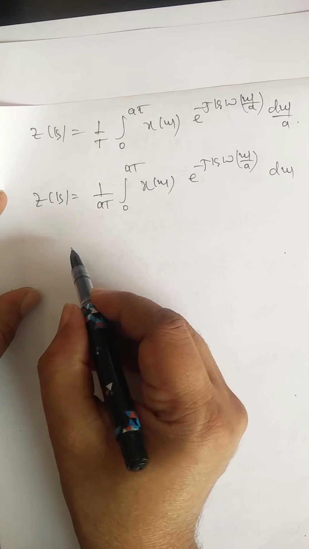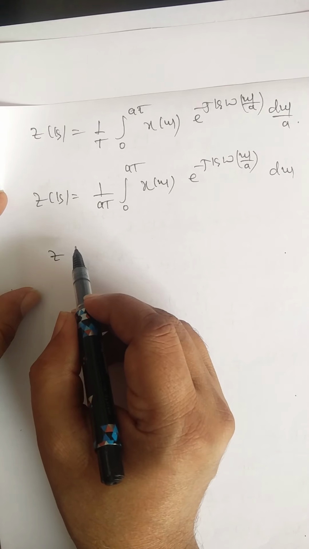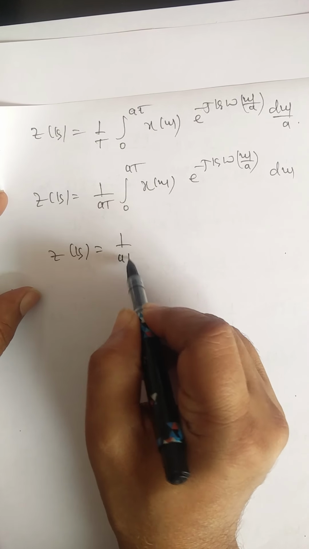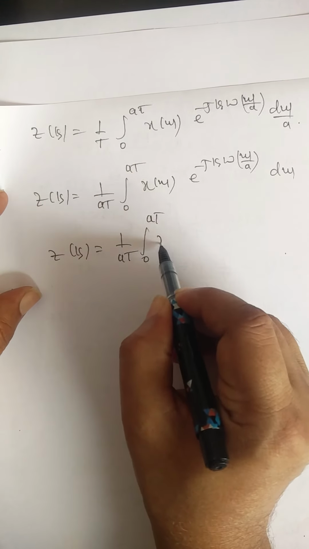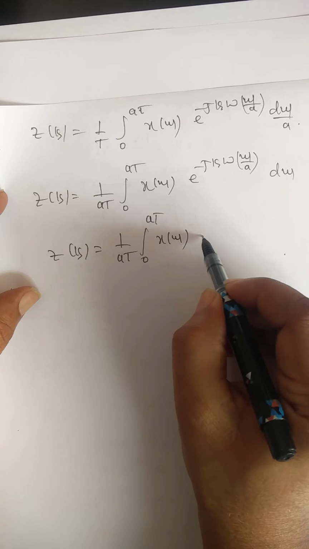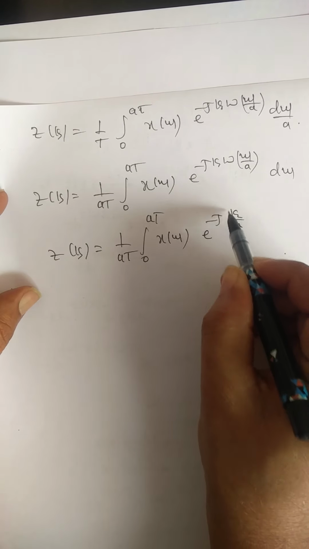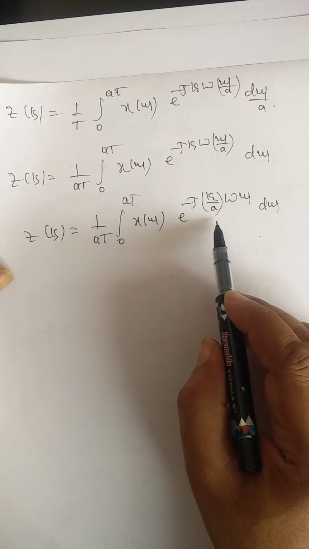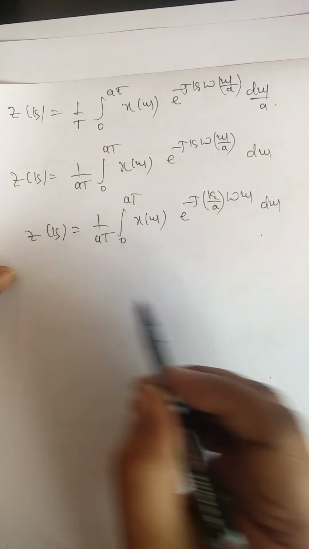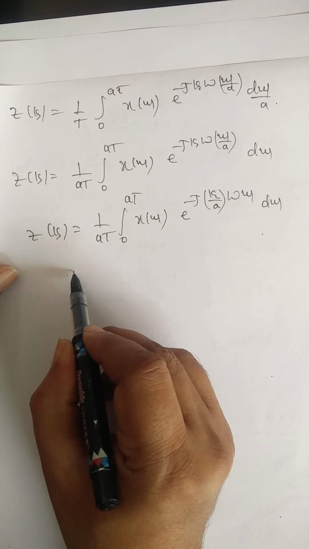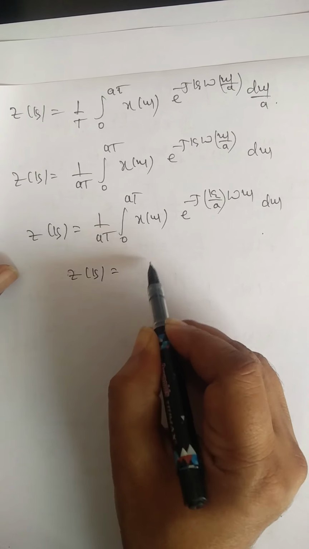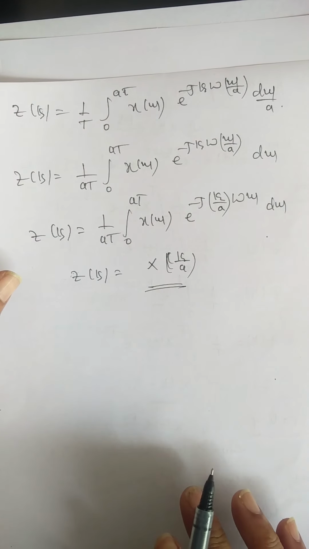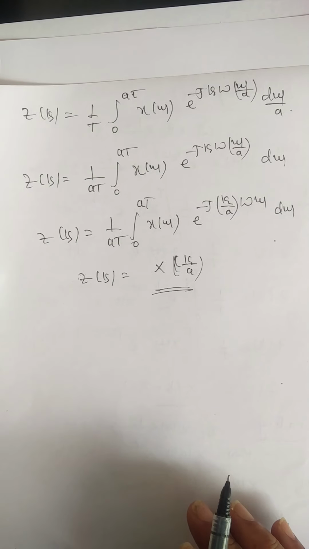Okay, this is nothing but x of k by a. You can adjust it like this: 1 divided by a T, integral from 0 to a T of x of m e to the power of minus j, you can write k by a, into omega into m, into dm. In place of k, you have k by a. That is, z of k is equal to x of k by a. This is the time scaling property.